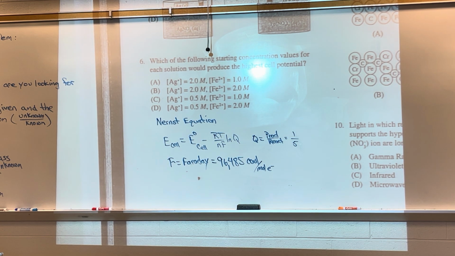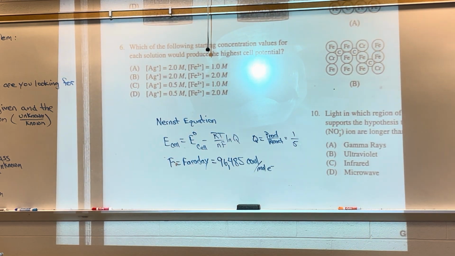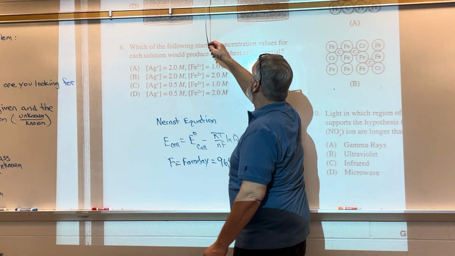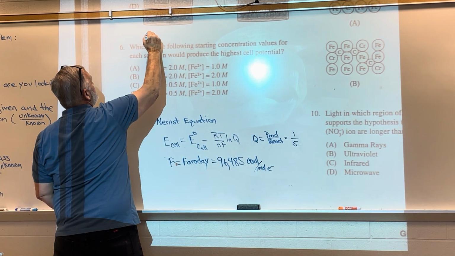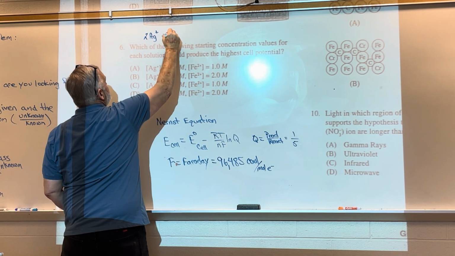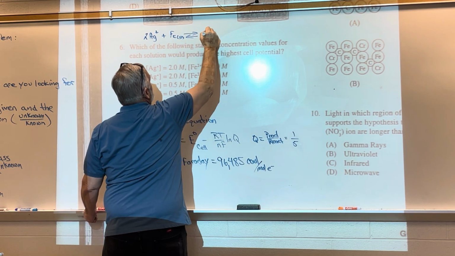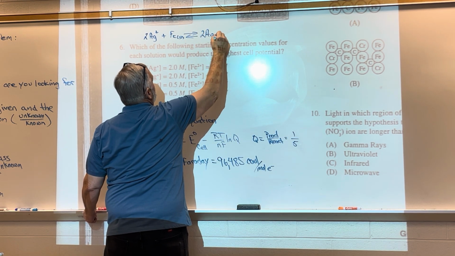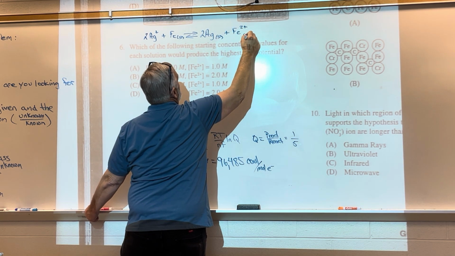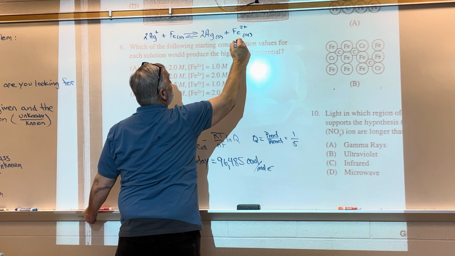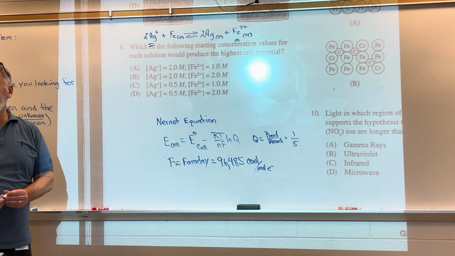So if I look now at number 5, number 6, which of the following concentrations? Again, remember my equation is 2Ag+ plus Fe solid goes to 2Ag solid plus Fe2+ aqueous. So the only things in my Q, remember, are these two things. Solids aren't in my Q.